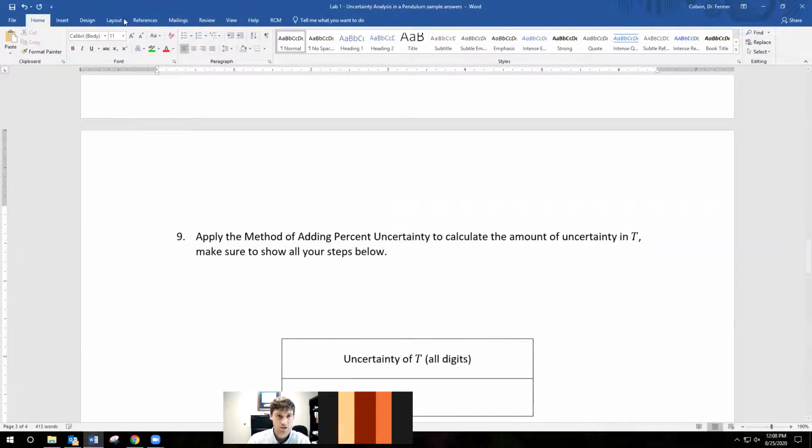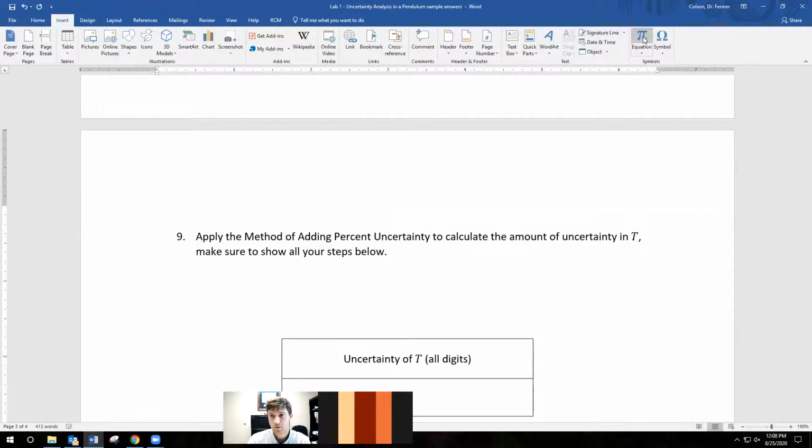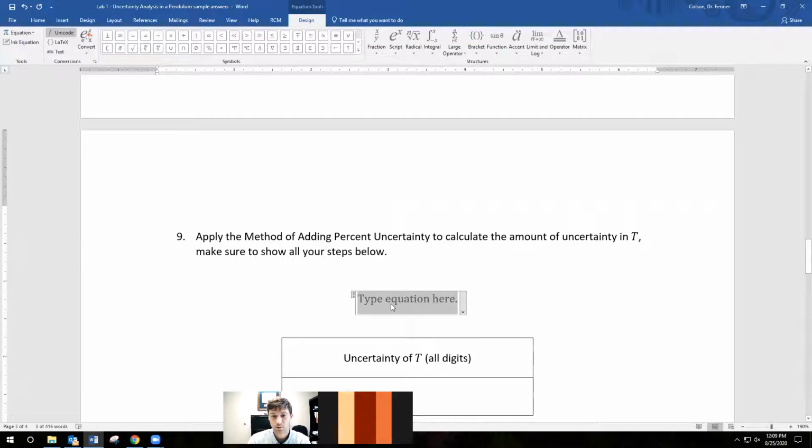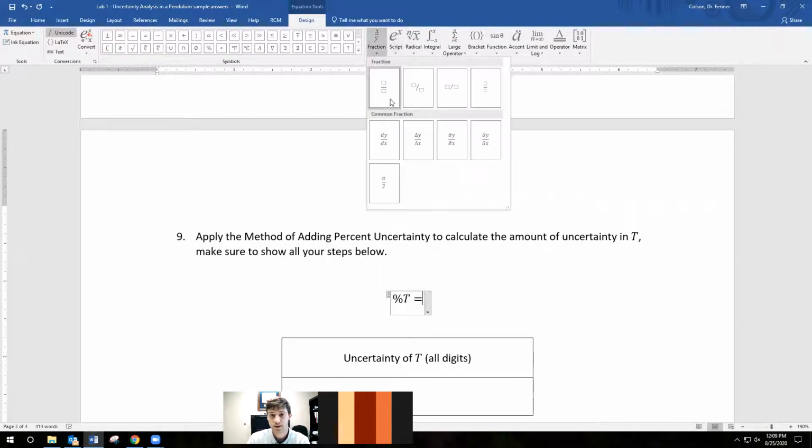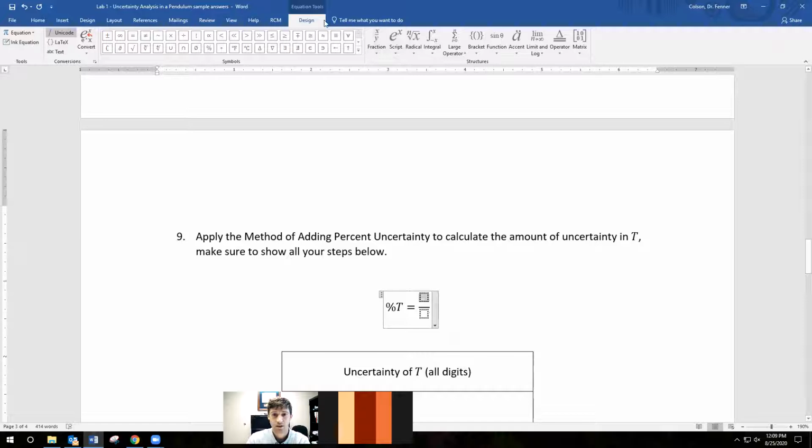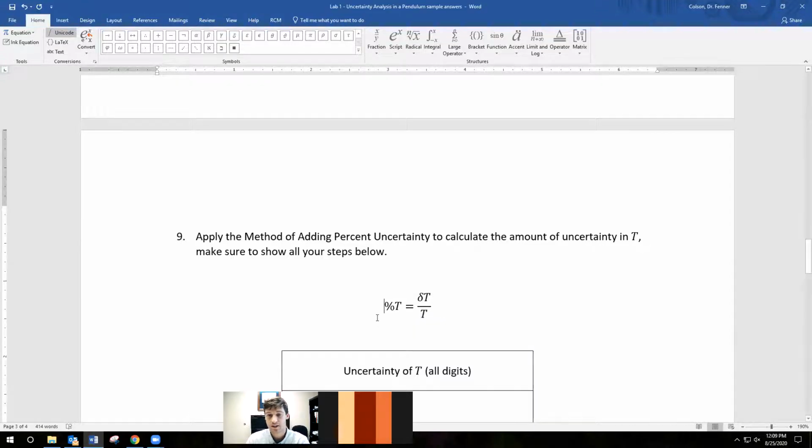So just as a reminder, I will repeat the equation for percent uncertainty. For t, for example, the percent uncertainty of the period t would be the uncertainty of t, which I symbolize with delta t for the uncertainty, divided by the actual value, t.